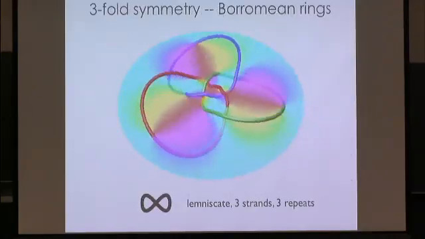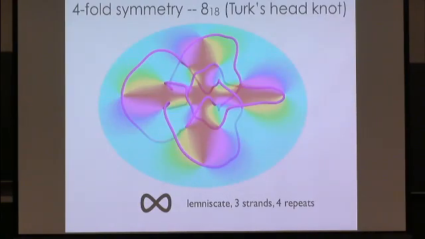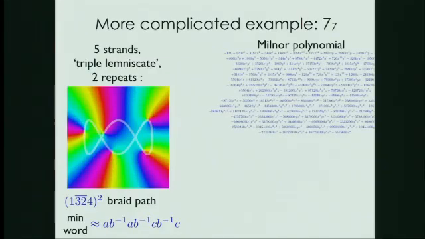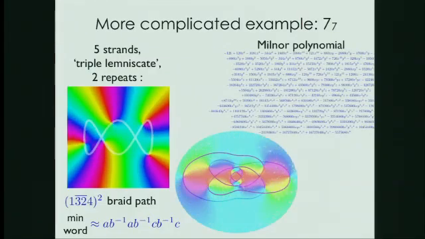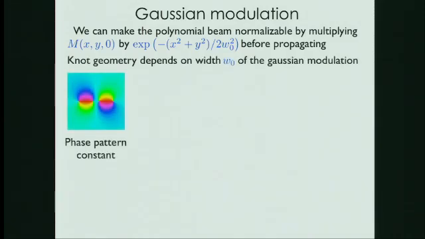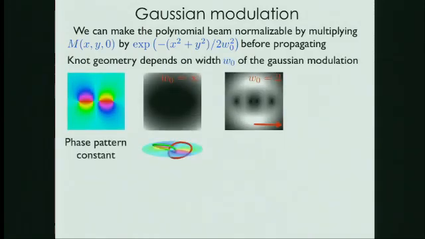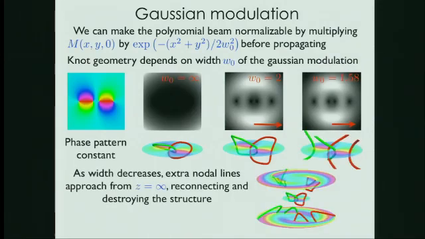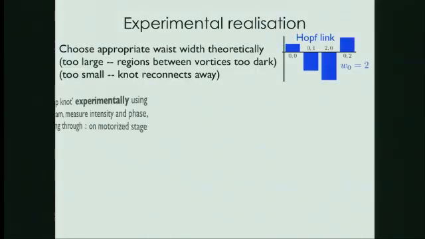So here are some other examples. Here are the Borromean rings. Here's the 8_18 Turk's head knot. Here's, well, the Milnor polynomial giving us the 7_7. And I will just quickly flick through the details to show how we actually embed these into laser beams. We can do it so long as we're careful.